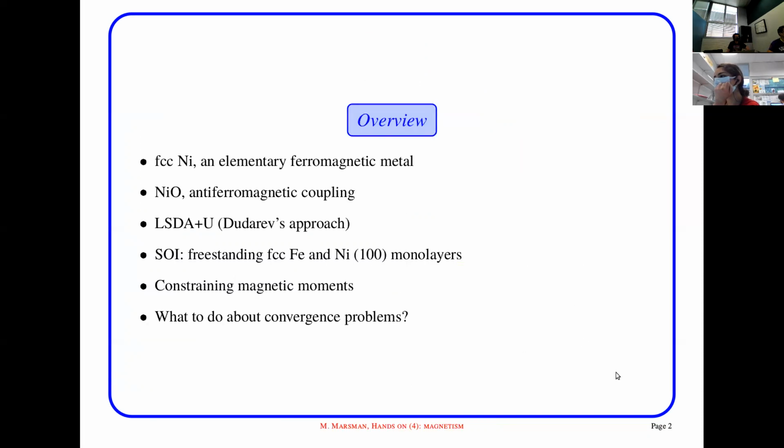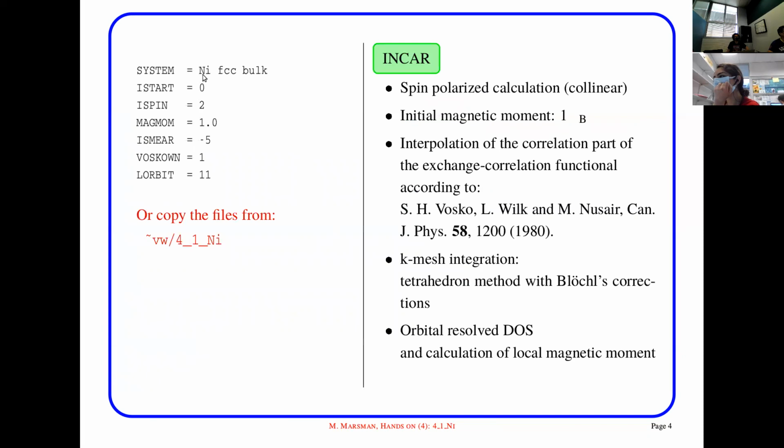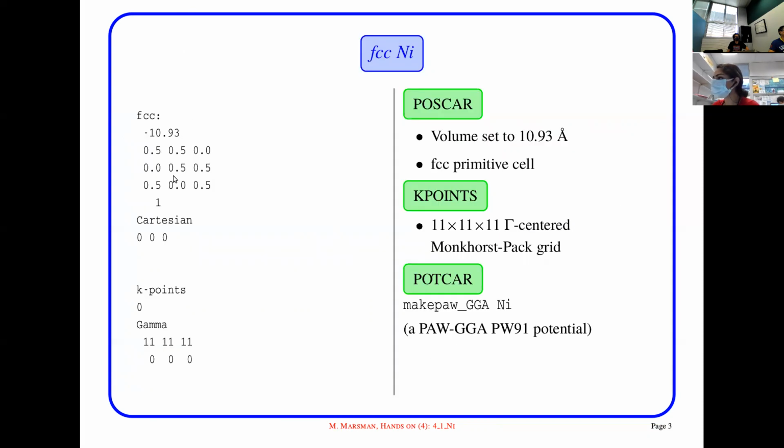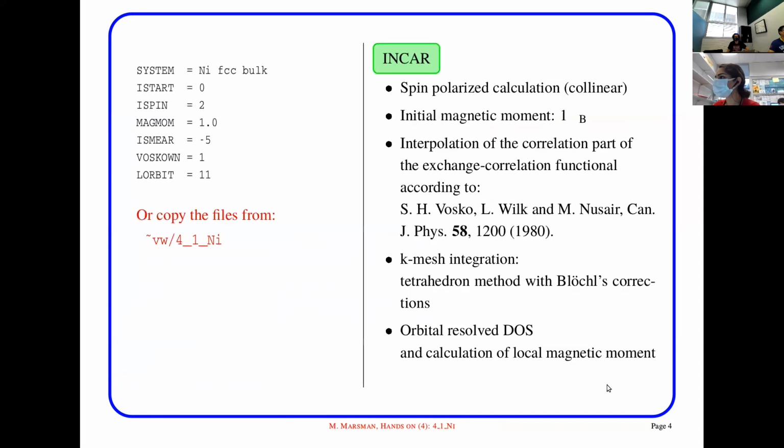So, okay, here you have the different settings in your INCAR. ISMEAR, if you remember, means that we are using the tetrahedron method, okay? Magnetic moment is 1 because we have 1 atom of nickel. So when you put this MAGMOM, it means that you are giving the initial guess for the magnetic moment, okay? So 1 means that you are giving an initial guess of 1.